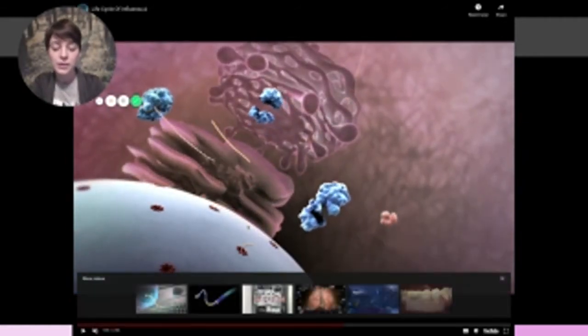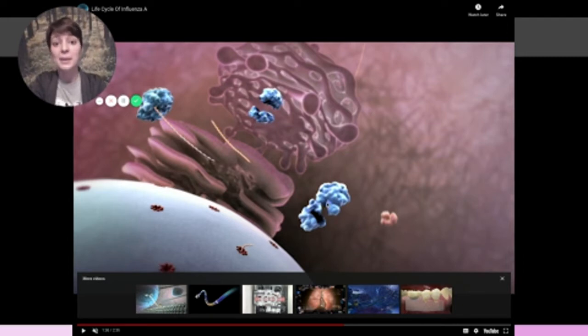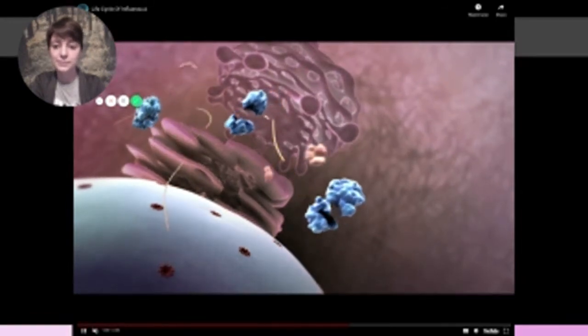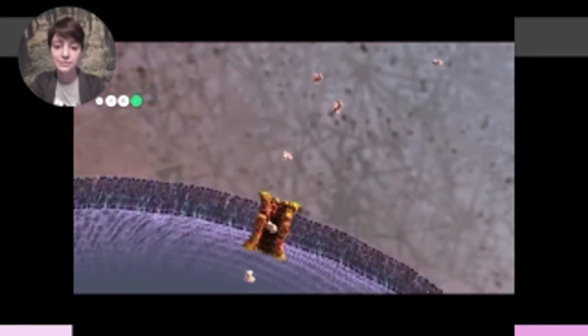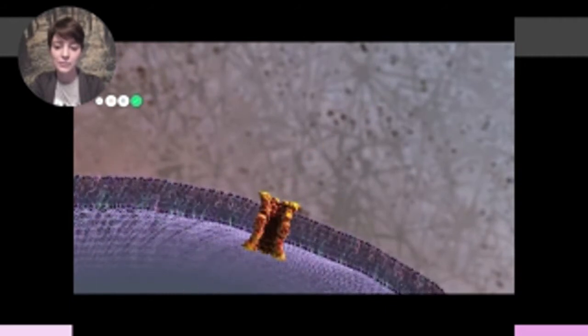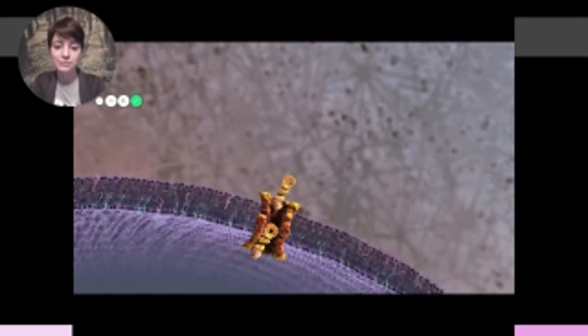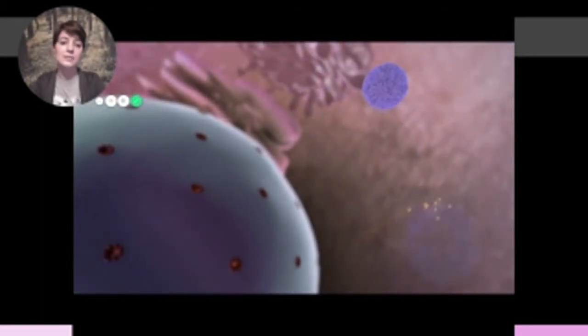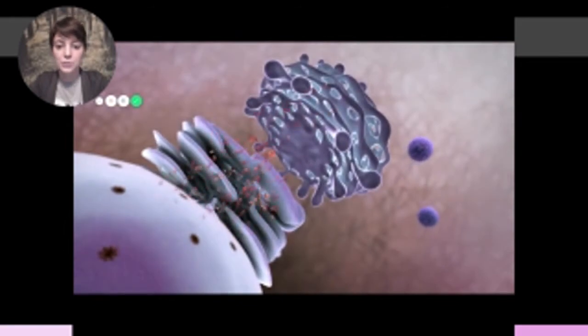Now, I'm going to pause this real quick. These are ribosomes. If you remember from earlier this week, those make proteins. So they're using the coding of the virus genetic material that was just copied in the nucleus to make proteins to help make more viruses. Going back into the nucleus to make more. And now they're assembling to be a complete virus ready to enter the world.